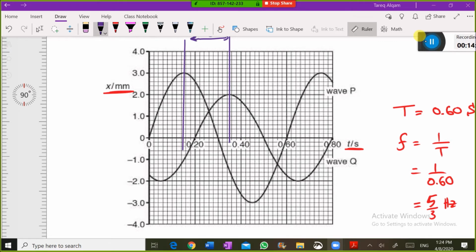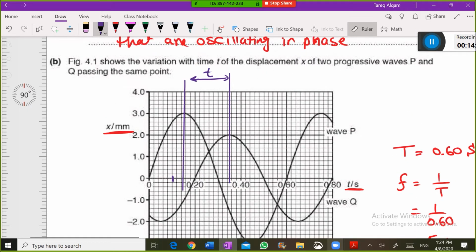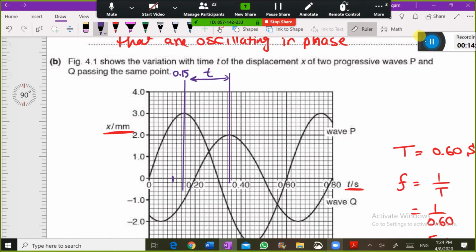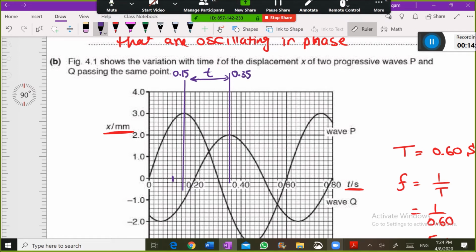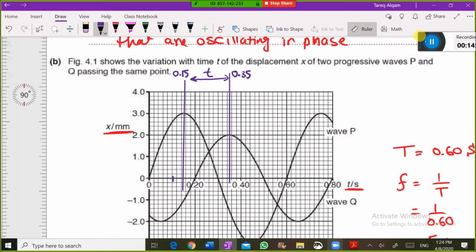Let's find this. One, two, three, four, five. This is 0.1, 0.12, 0.14, 0.15, right? This point is 0.15 time. With this point: 1, 2, 3, 4, 5, this is 0.3, 0.32, 0.34, 0.35. Okay guys, here to here.